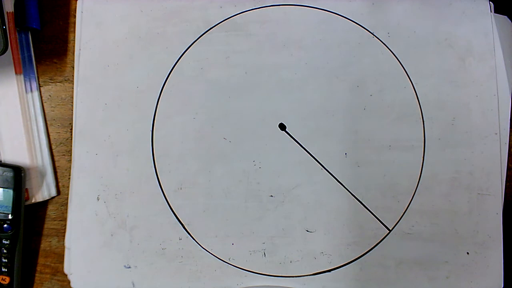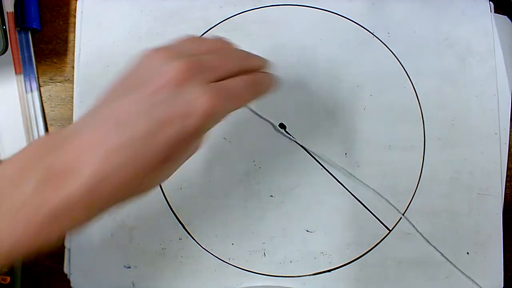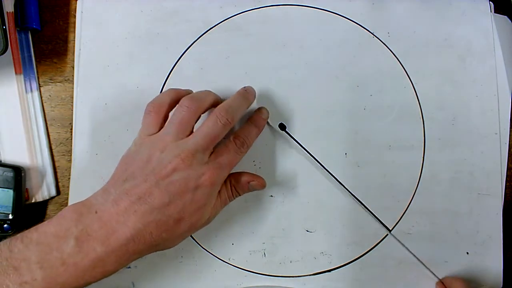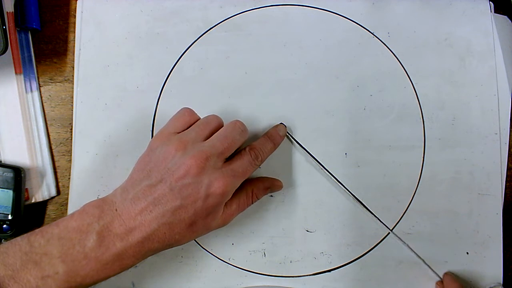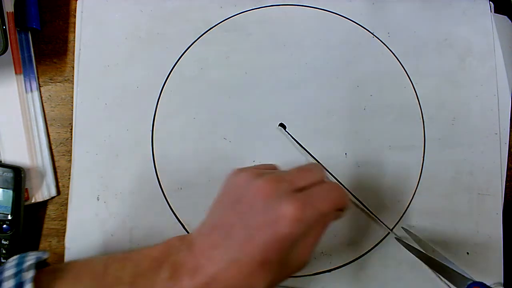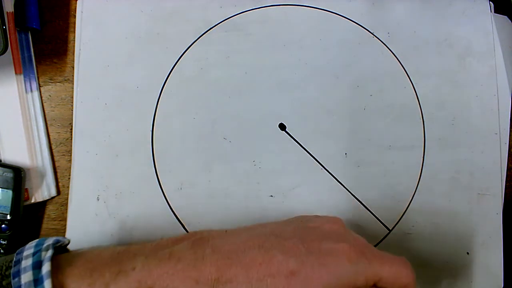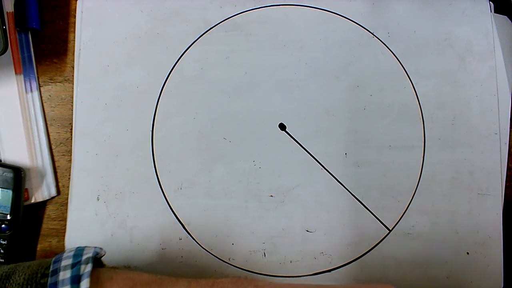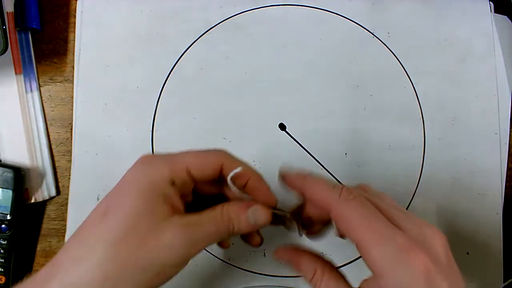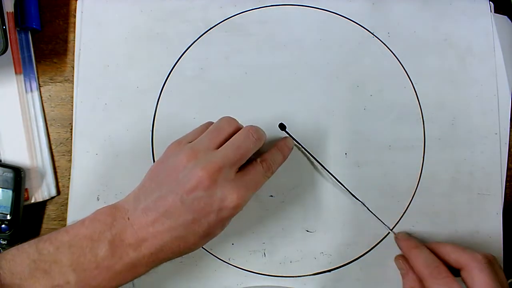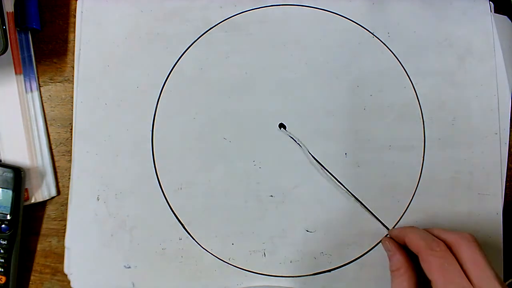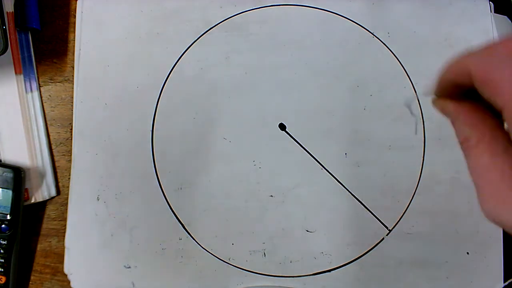So if we take, say, a bit of string here, and we're going to make this string the same length as the radius. So it's about there. And we'll just cut it. Okay. So this string length is now the same thing as the radius, in theory. Yeah, that looks about right. Okay, so this is just a radius.